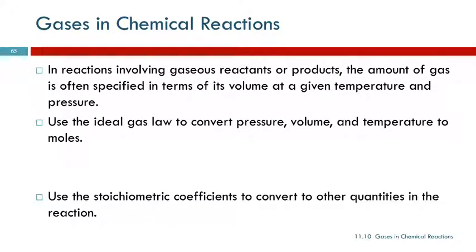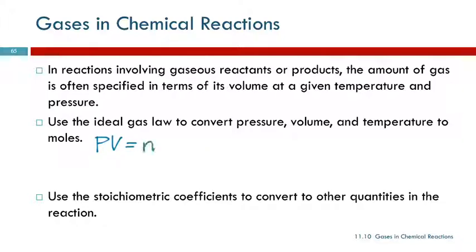So, gases in chemical reactions. When we have gases as reactants or products, we'll often specify the amount of gas as the volume at a specific temperature and pressure. That's because weighing a gas is pretty difficult. So we can use the ideal gas law to convert the pressure, volume, and temperature into moles, which is what we need for the middle of that stoichiometry, the moles to moles part. So we use the ideal gas law to do that.